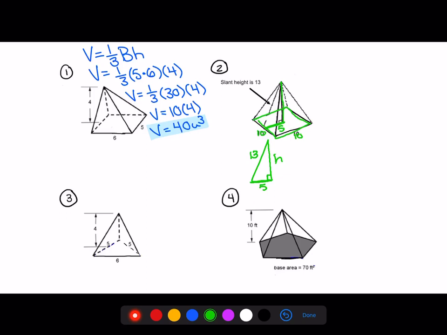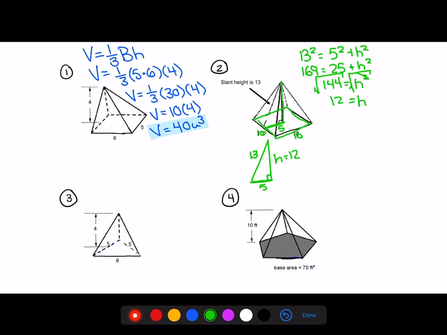So then we can solve for H. 13 squared is equal to 5 squared plus H squared. That'll give me 169 is equal to 25 plus H squared. H squared is equal to, if I subtract 25 from both sides, we get 144. And then we can take the square root of both sides. Well, the square root of 144 is 12. So our height is equal to 12.